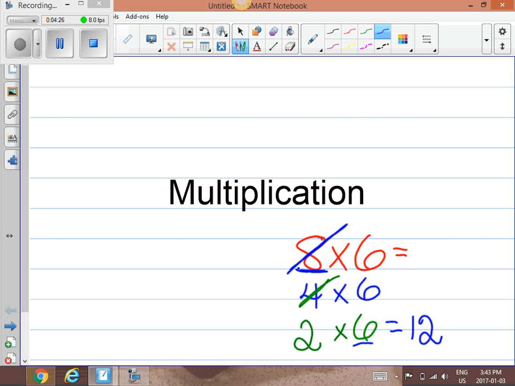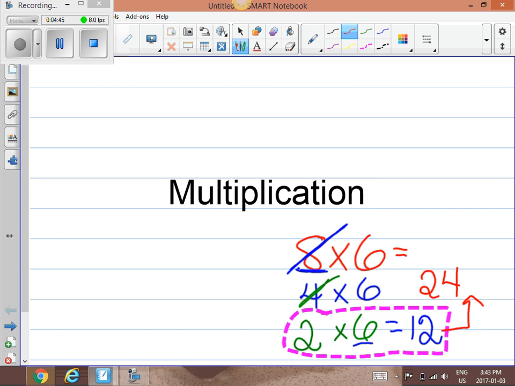Because we have chopped this number in half twice, what we need to do is compensate for that. So if students can tell me that 2 times 6 is 12, what we'll do from there is double this. So we will say that 12 doubled is 24. So 4 times 6 is 24. And then going up from there, since we chopped this 8 in half to make it that 4, double the 24 and get 48.